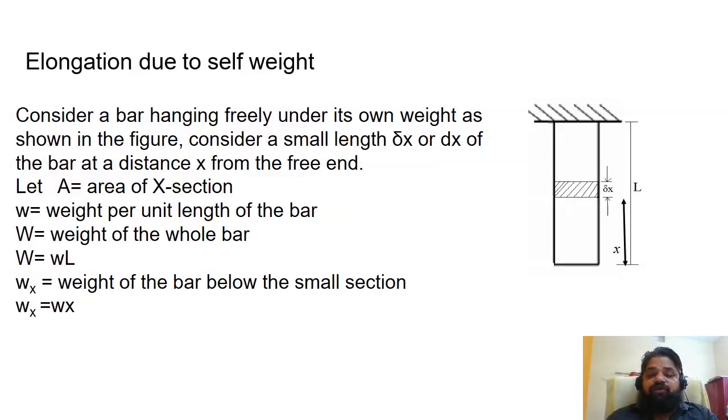A is the area of cross section, w is weight per unit length. If I am taking this as my bar, and every point of the length has a weight, then per unit length is small w. Capital W is the total weight of this whole bar. If I know the per unit length weight and multiply it with the whole length, then I can get the total weight. So capital W is equal to small w into L.